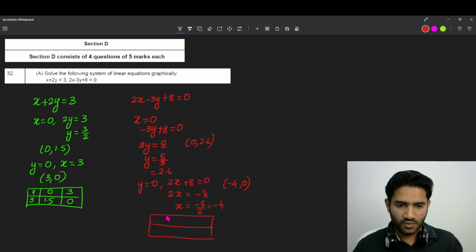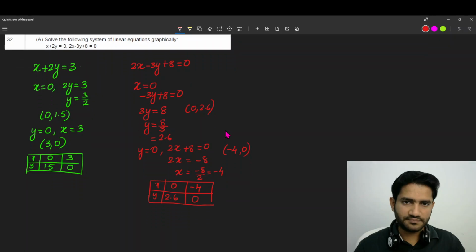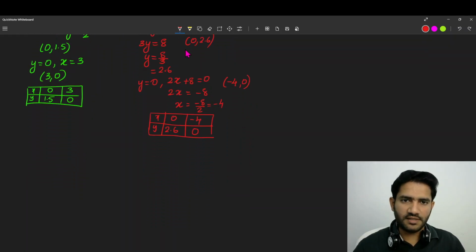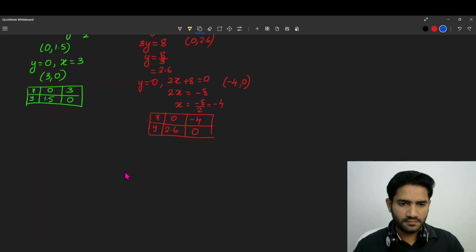X value and y value. When the x coordinate is 0, we have y is 2.67 or 2.6. When y equal to 0, we have x equal to minus 4. So we can draw these 4 points and, joining them, we will get the answer. For that, we want to draw the y-axis and x-axis.